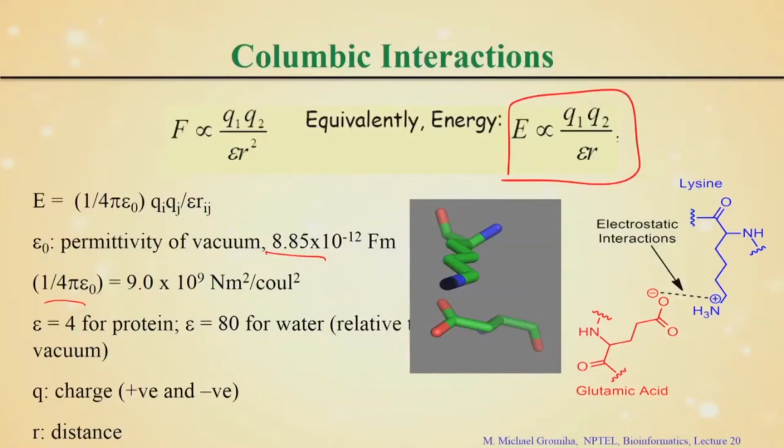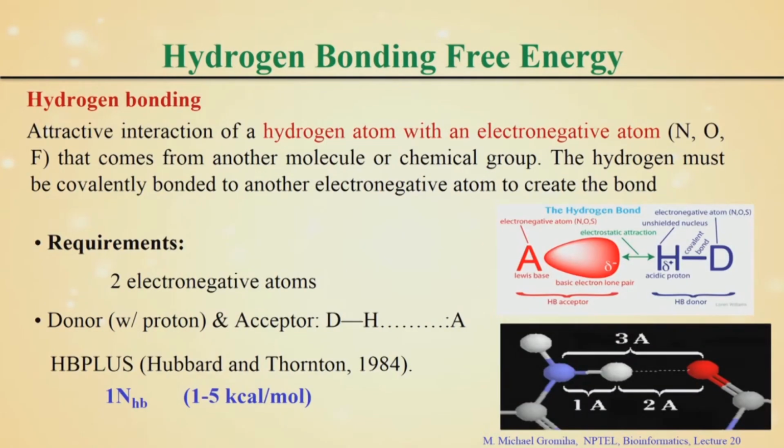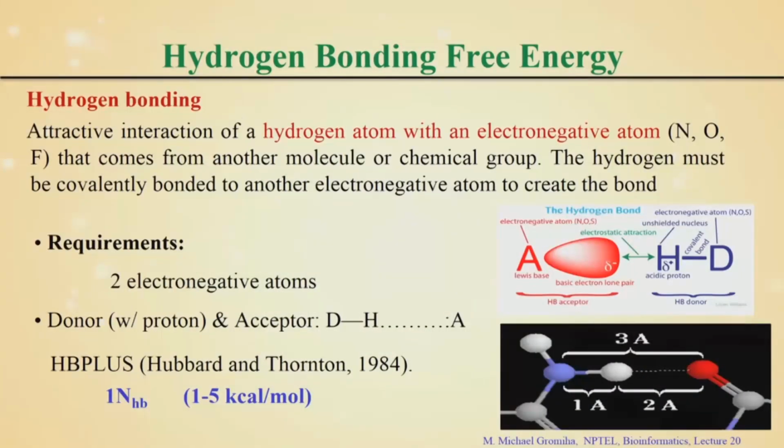So, we can calculate the hydrophobic free energy and the electrostatic free energy. Now, how to do the hydrogen bonding free energy? What are hydrogen bonds? A hydrogen shared by two electronegative atoms. The atom attached to the hydrogen is called the donor, and the one which accepts this hydrogen is the acceptor.